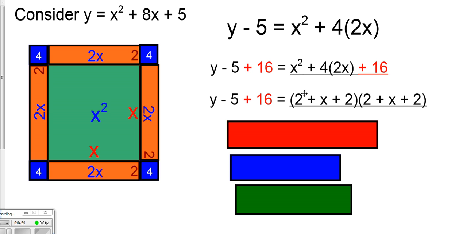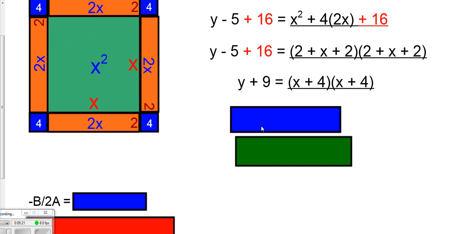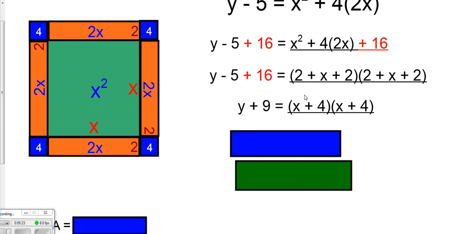So we just called this the length times the width. Now instead of saying 2 plus x plus 2, we're just going to simplify that into x plus 4. X and these two makes an x plus 4. X and these two makes an x plus 4. I'm also simplifying this side where it said y minus 5 plus 16. I'm going to combine my minus 5 and my 16 into just y plus 9. Now at this point, notice x plus 4 times another x plus 4.